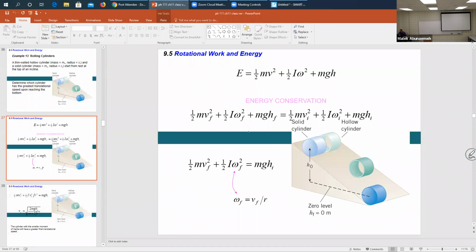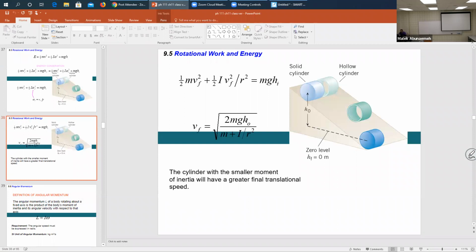So basically, your energy before is going to equal your energy after. Your energy consists of three terms: your kinetic, your rotational, and your gravitational. So 1/2 m vf squared plus 1/2 I omega f squared plus m g hf is going to equal 1/2 m vi squared plus 1/2 I omega i squared plus m g hi. Again, omega equals vf over r. Solving for the final velocity, you get 2 m g h naught over m plus I over r squared.